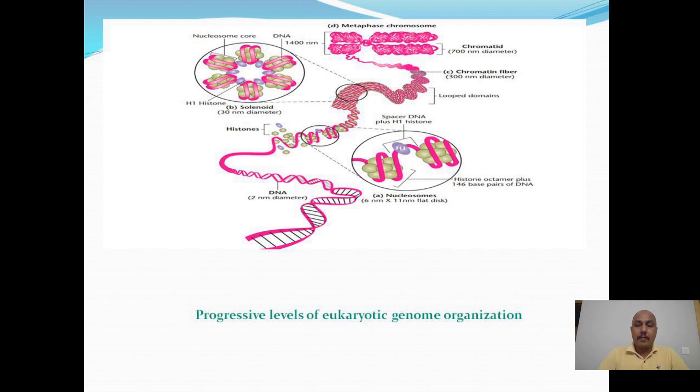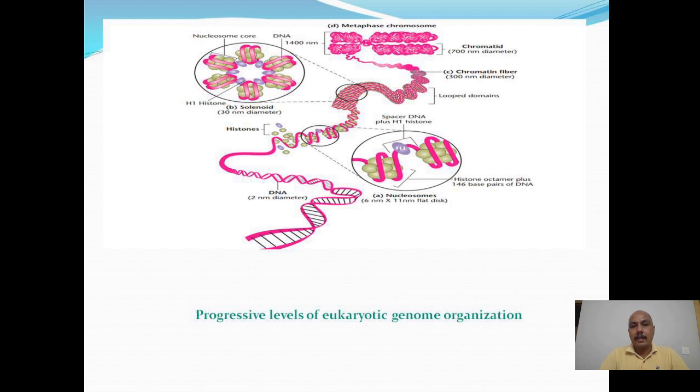Then again this 10 nanometer fiber assumes a solenoid kind of structure and turns into a 30 nanometer fiber, famously known as chromatin. The chromatin makes the chromatin loop, and that finally organizes into a chromatid. And the two chromatids, when compacted properly, that is in the case of the metaphase and the anaphase, the metaphase chromosome can take a thickness of approximately 1400 nanometers. So these are the various levels of eukaryotic genome organization.